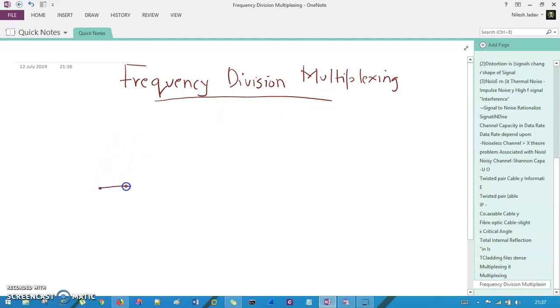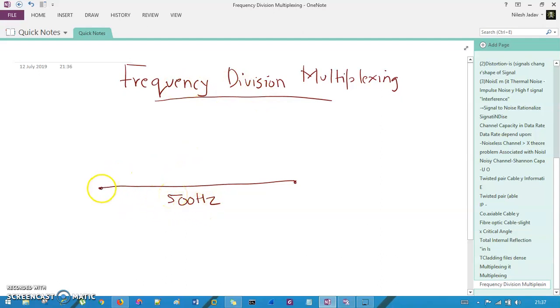Let's say I have one channel, and someone has allocated me some frequency or some band. Let's say I have an allocation of 500 hertz. So this complete channel, this complete link, is going to be 500 hertz. Let's say this has been allocated by some organization, just like TRAI. Now I want to divide my frequency among the users, so that I can give these frequencies to the individual users. That's why we have frequency division. So we have to divide this frequency.